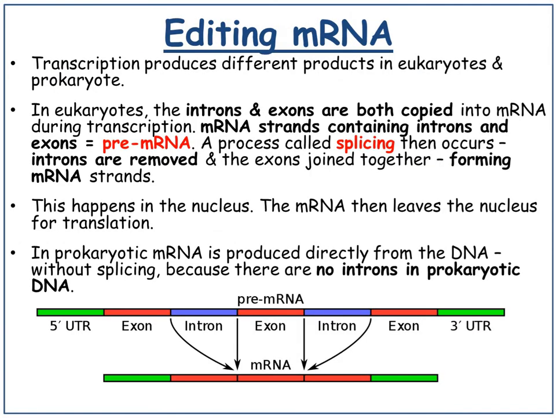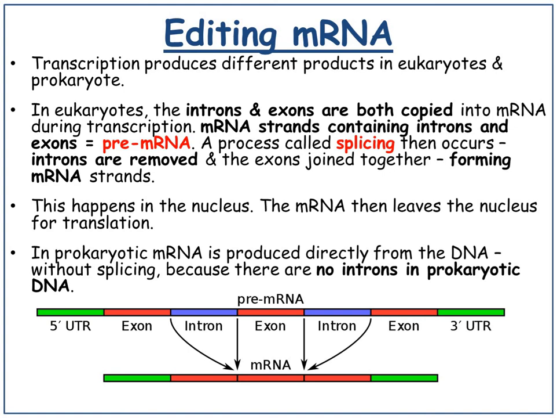Editing mRNA. So transcription produces different products in eukaryotes and prokaryotes. In eukaryotes, the introns and exons are both copied into mRNA during transcription. An mRNA strand containing introns and exons is called pre-mRNA. In a process called splicing, the introns are removed and the exons, which are the coding parts of the mRNA, are joined together, forming an mRNA strand.